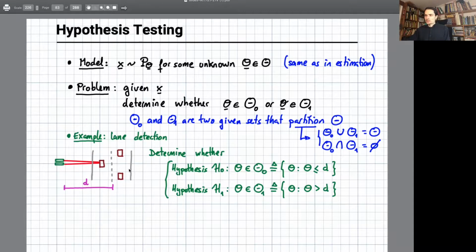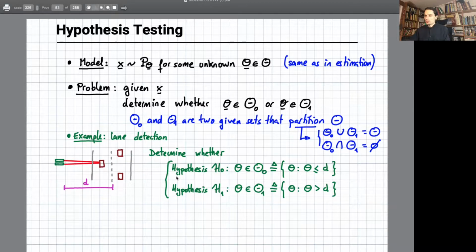So in this example, we are not interested in the precise distance between the sensor and the cars, but it is enough to know in which lane the car is. So, for example, the set theta 0 may comprise all the distances that are less than or equal to this distance here, and theta 1 may contain the others.